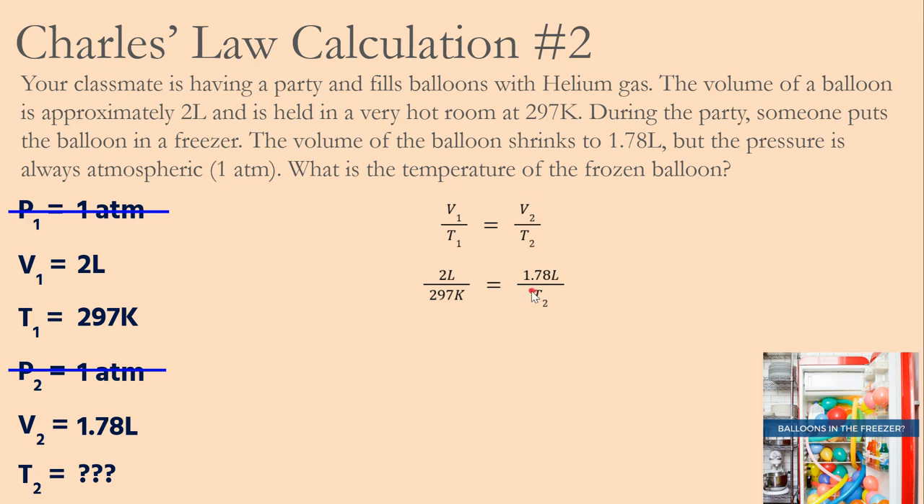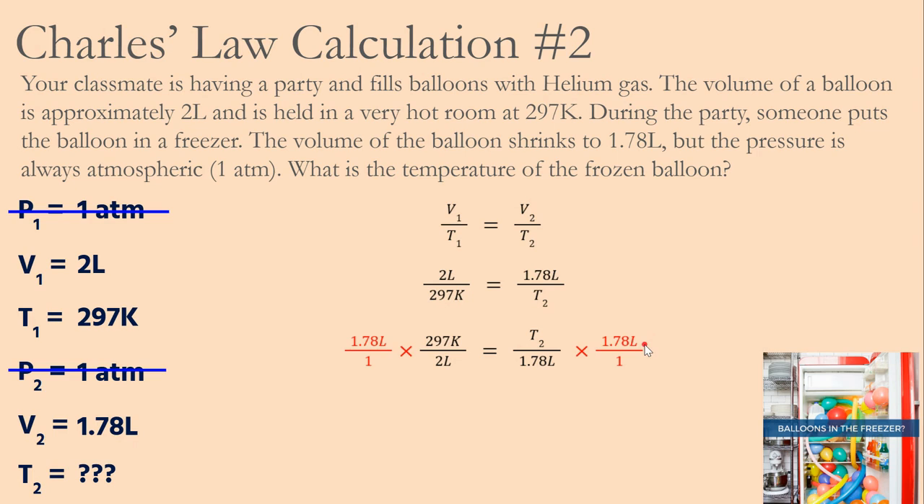Now notice the piece we're looking for, this T2, is in the denominator. We have to get that out of the denominator. A quick trick you can use, if the entire equation is fractions, is you can actually just flip every fraction. Notice that the left and the right sides, I just flipped them. Now I can do the same thing I did before. Multiply both sides by whatever needs to be canceled.